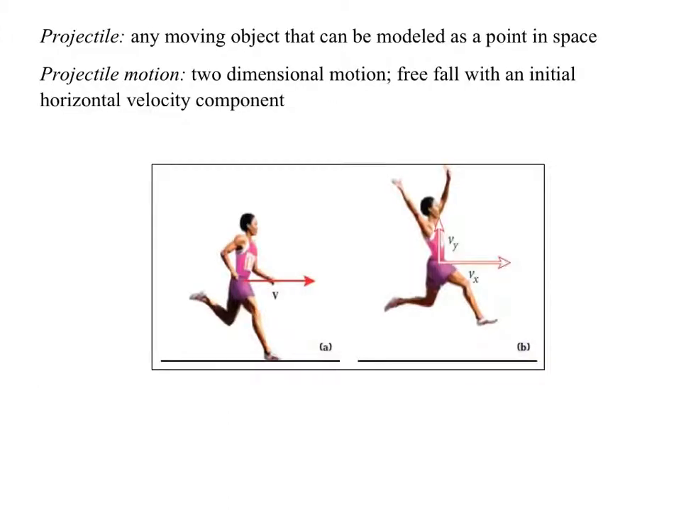So let's first define 2 things. A projectile is any moving object that can be modeled as a point in space. Any object that could be modeled as a point in space. Projectile motion simply means 2-dimensional motion. And then notice I put, or free fall, with initial horizontal velocity component.